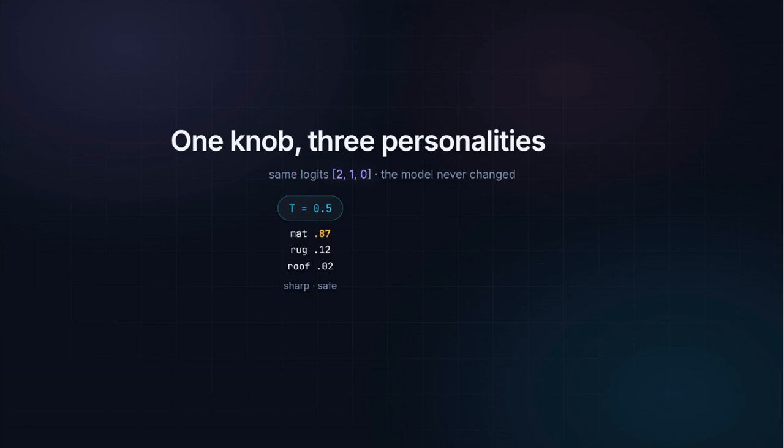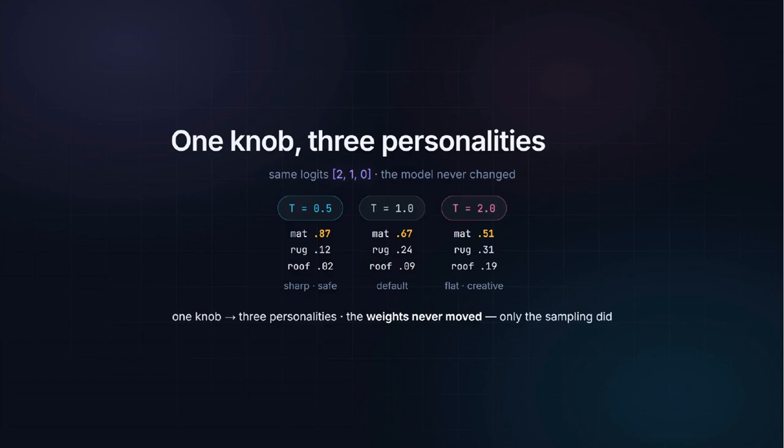Time to bust the single most common misconception about temperature. The myth: higher temperature makes the model smarter or more creative. The reality: same weights, same scores. All you did was widen the sampling net. The model didn't think any harder. You simply gave weaker candidates a better shot at getting picked. Creativity here is just controlled randomness, not extra intelligence.